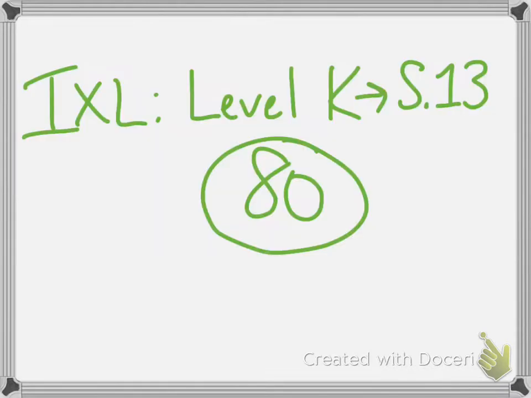Your assignment that relates to this. So, in IXL, you're going to find very basic word problems, level K S13. This will be the last IXL for Unit 4. And as always, a target score of 80 is what you're looking for. And again, please make sure to complete it by the deadline that I've set in the calendar that you can find on Schoology.